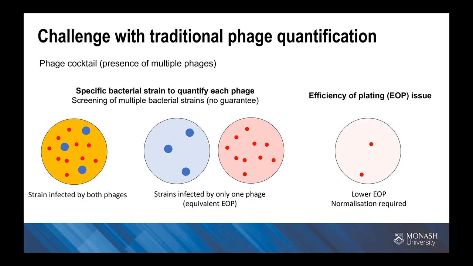And also, when we have the phage number counted on a strain with a lower EOP, we require another step, which is a normalization step to get the phage number back to the actual number that is present. So that is another layer of complexity in this case.